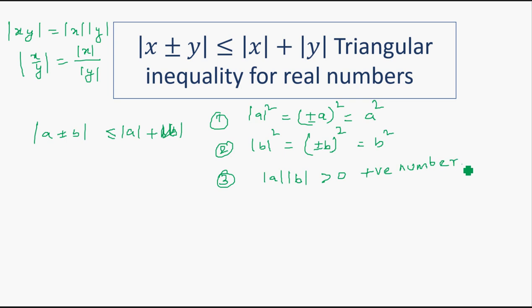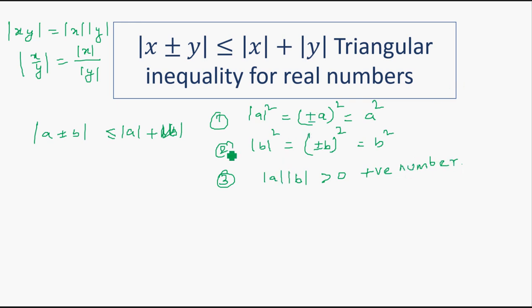Why? Because it is a multiple of two absolute numbers. When we talk about absolute numbers, there are no signs, so that means a and b are only the multiples of magnitude. Even if a is minus 3, the magnitude of minus 3 becomes 3. So 3 multiplied with another magnitude, say 4 or 5, will always be positive. Okay, so these three things you need to understand.